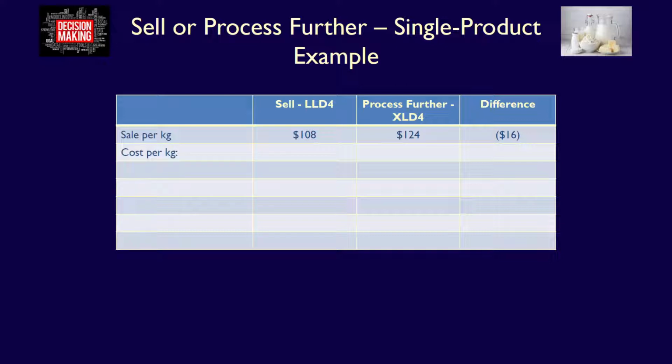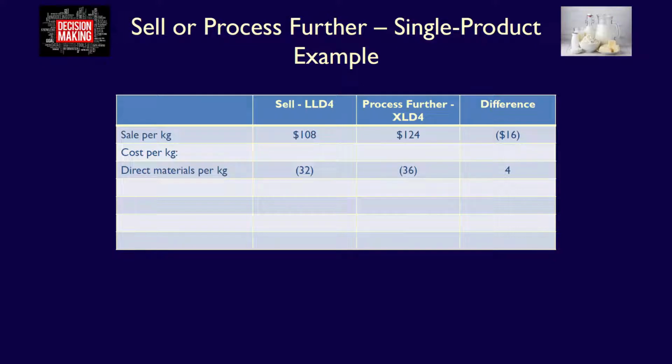We're then going to determine all the costs per kilogram, so I put a subtitle in column 1 of cost per kilogram. Note that the costs will be input as negative numbers. That's because there are costs and they have to be deducted from the revenues. We'll start with direct materials per kilogram.